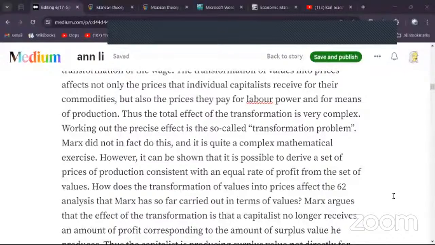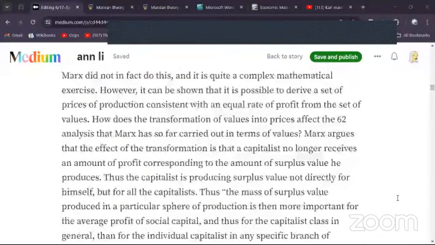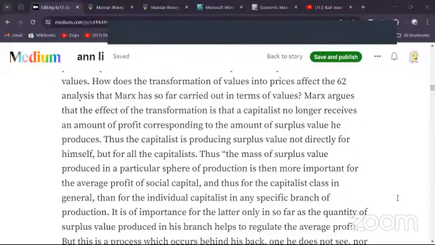How does the transformation of values into prices affect the analysis that Marx has so far carried out in terms of values? Marx argues that the effect of the transformation is that a capitalist no longer receives an amount of profit corresponding to the amount of surplus value he produces. Thus, the capitalist is producing surplus value not directly for himself, but for all the capitalists. How altruistic. Thus, the mass of surplus value produced in a particular sphere of production is then more important for the average profit of social capital, by extension, and thus for the capitalist class in general than for the individual capitalist in any specific branch of production.